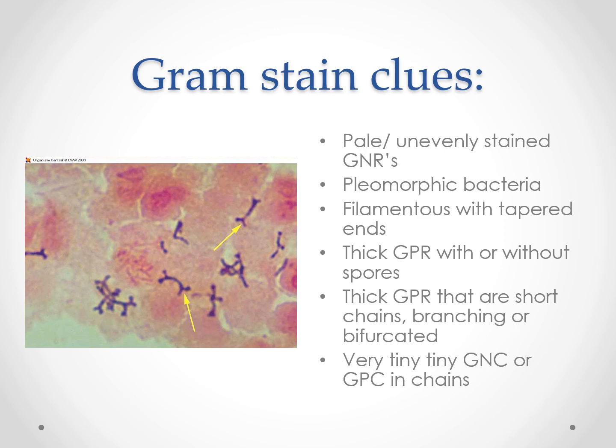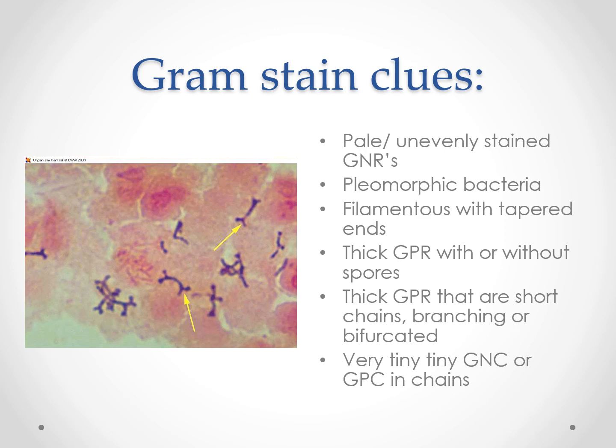If you have an organism that has filamentous or tapered ends, that could be a Fusobacterium. In fact, the word fusiform means needle-like. If you have thicker gram-positive rods with or without spores, you could be dealing with a Clostridium, possibly a Clostridium perfringens that shows boxcar gram-positive rods. If you see thick gram-positive rods that are short in chains, branching or bifurcated, that could be an Actinomyces, it could be a Bifidobacterium, it could be one of those miscellaneous gram-positive rods.